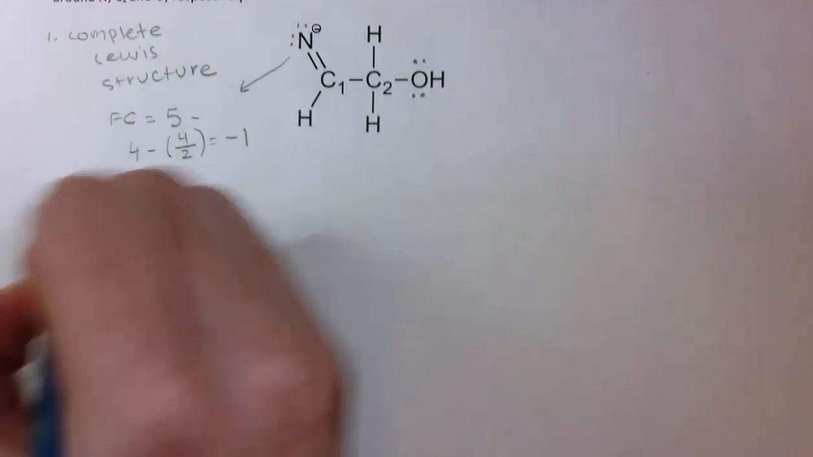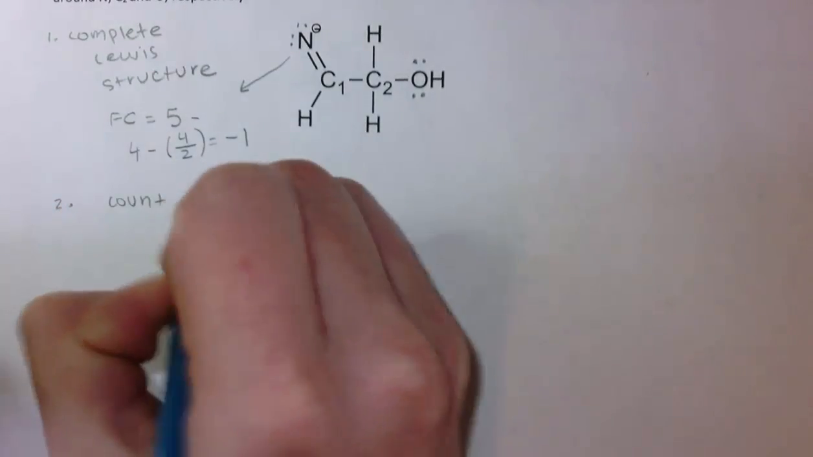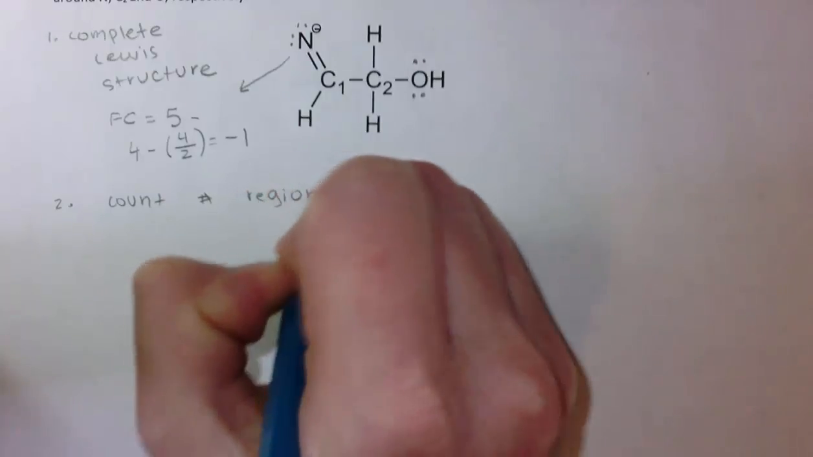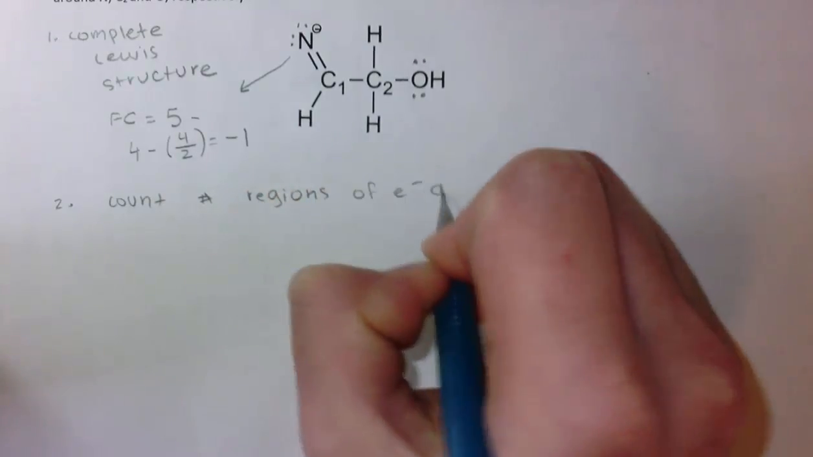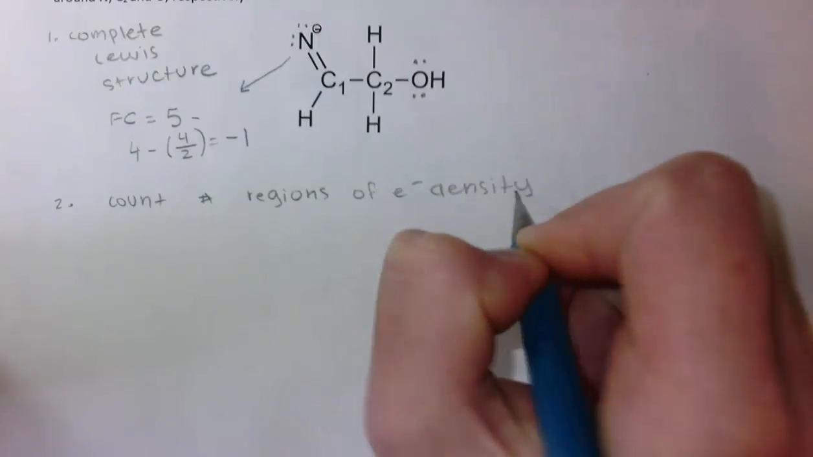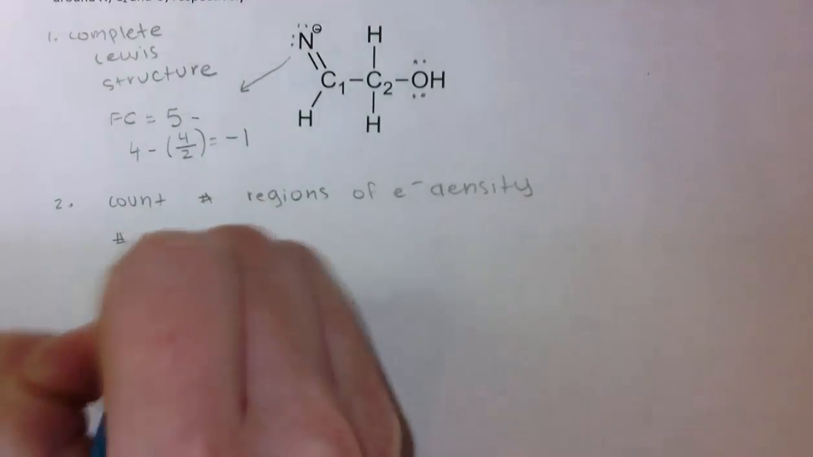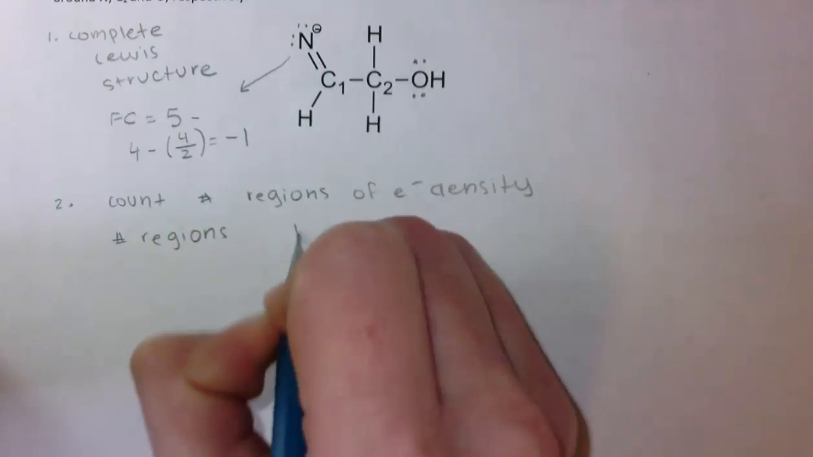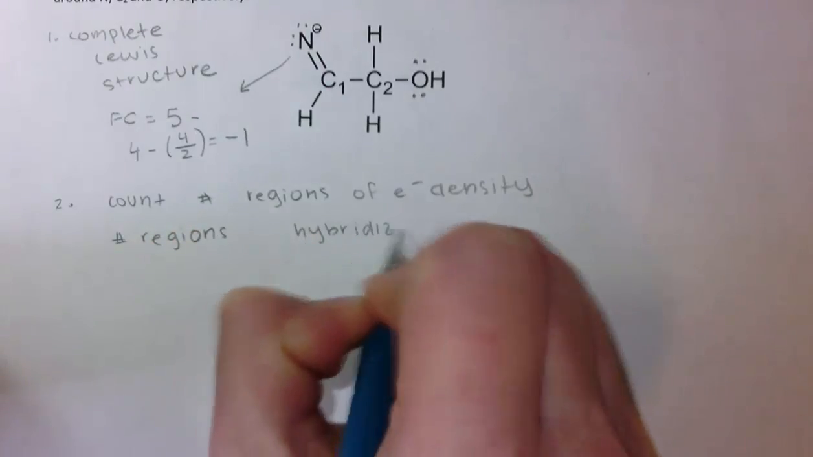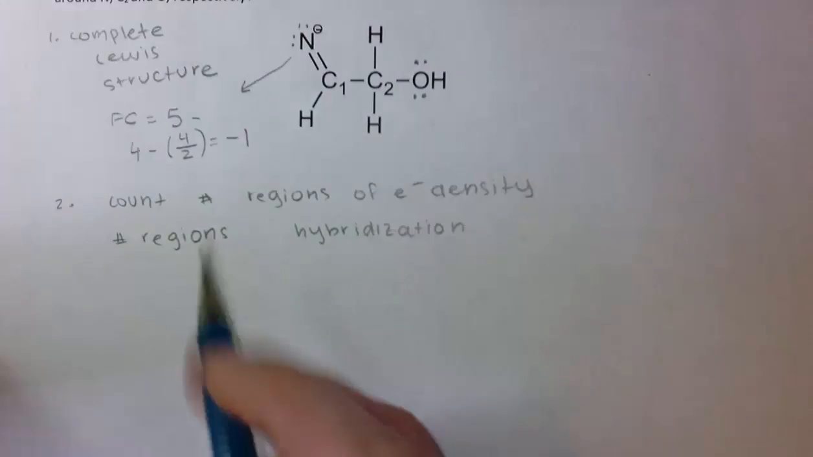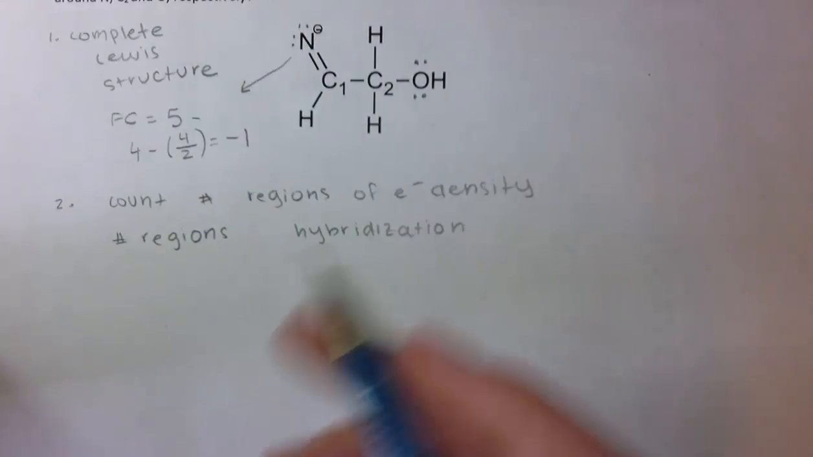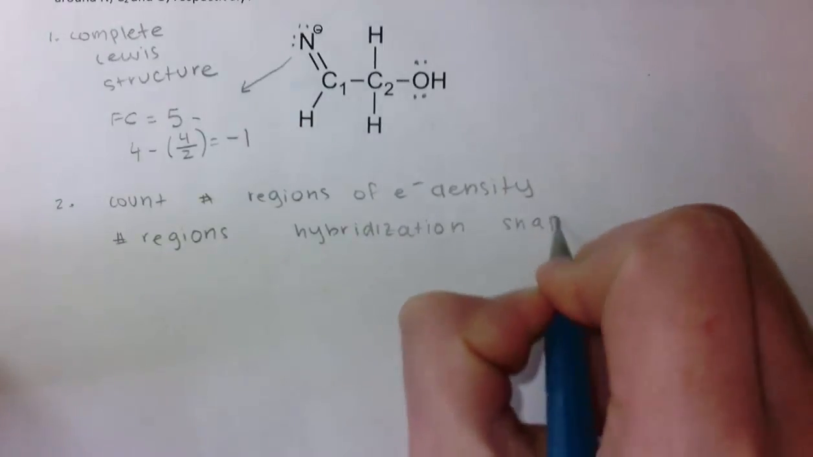So to find the hybridization, I'm going to count the number of regions of electron density. And this does have an exception for conjugated molecules, but in our case, we don't have to worry about that. And we can use this method, which is really nice. So I'm going to make a chart that relates the number of regions of electron density to the hybridization and also the shape.